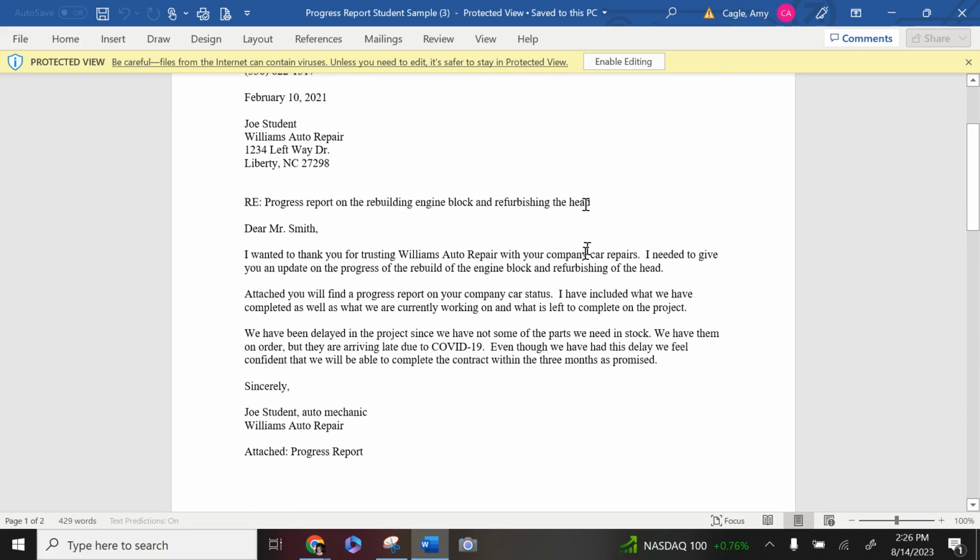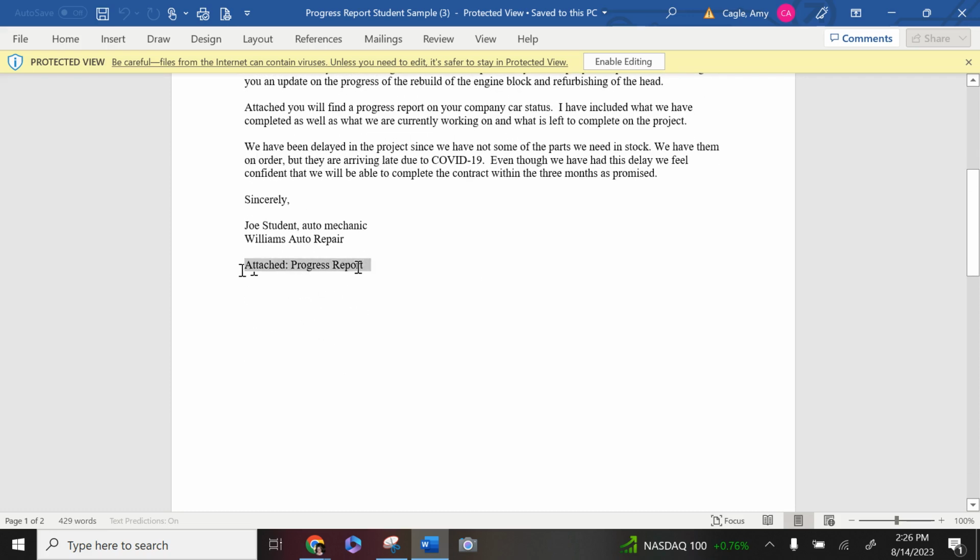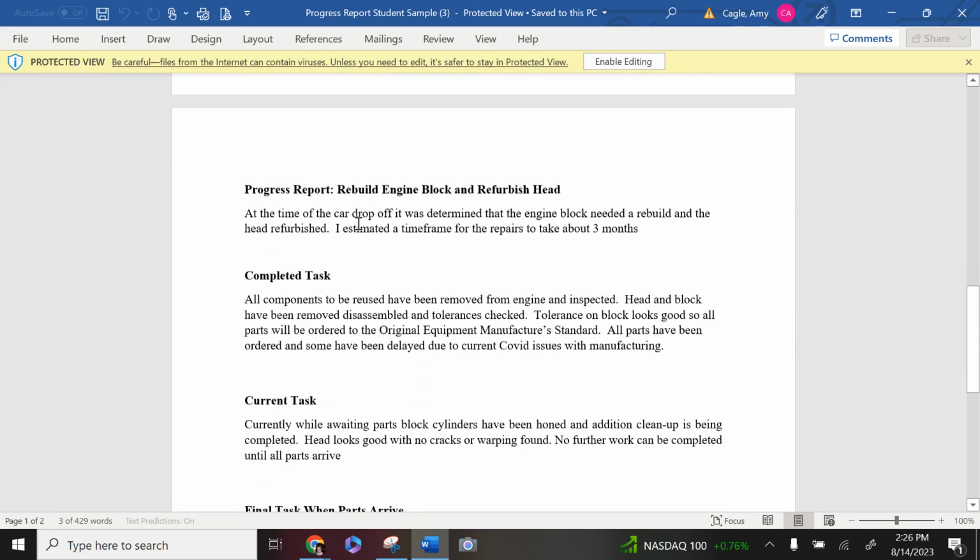You have a letter with a brief summary of the assignment. Thank you for trusting Williams Auto Repair with your car company repairs. This is an update. Attached, you'll find a progress report. We've been delayed. We have the parts on order, but they're running late. We feel we should be able to complete it within 3 months. And then we have the attached progress report. This is important to add. Then we are moving on to the progress report itself.